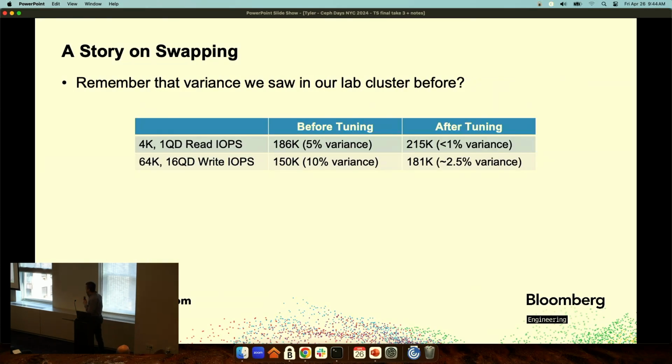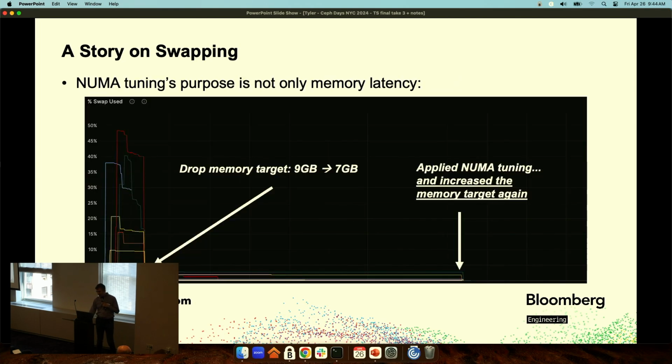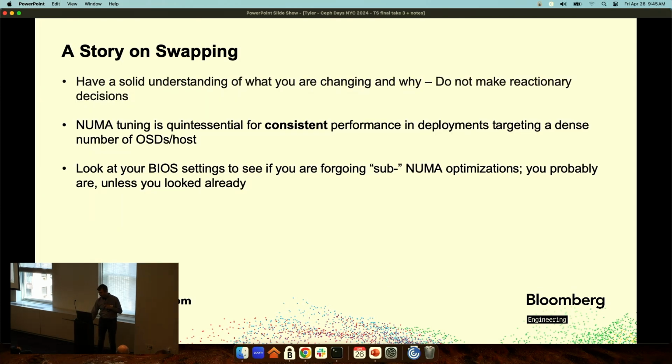And this resulted in a huge drop in variance. And it allowed us to increase the performance and understand what each change was doing to our system. So if you haven't done NUMA yet, I recommend it. And we were so confident that this was the fix, we actually increased the memory target again, even though we were swapping before. And since then, haven't swapped a single byte. So do understand what changes you're making. Don't make reactionary decisions. If you haven't looked at NUMA yet, you should, especially if you have a very dense Ceph cluster, and especially if you're doing block, something very latency intensive.